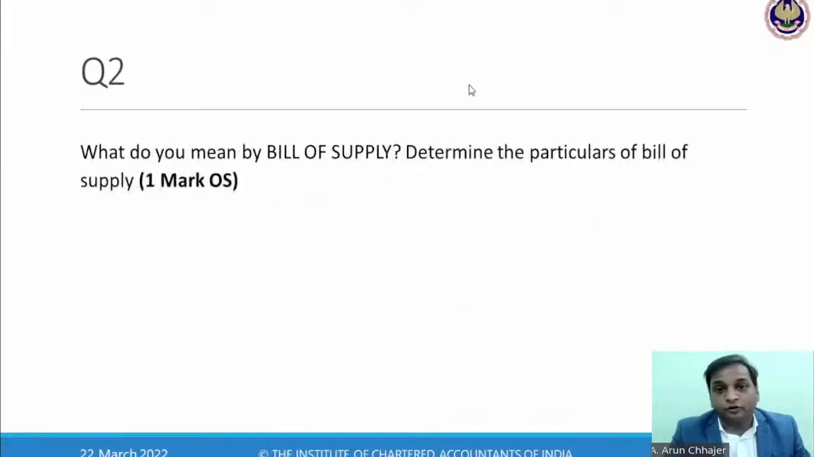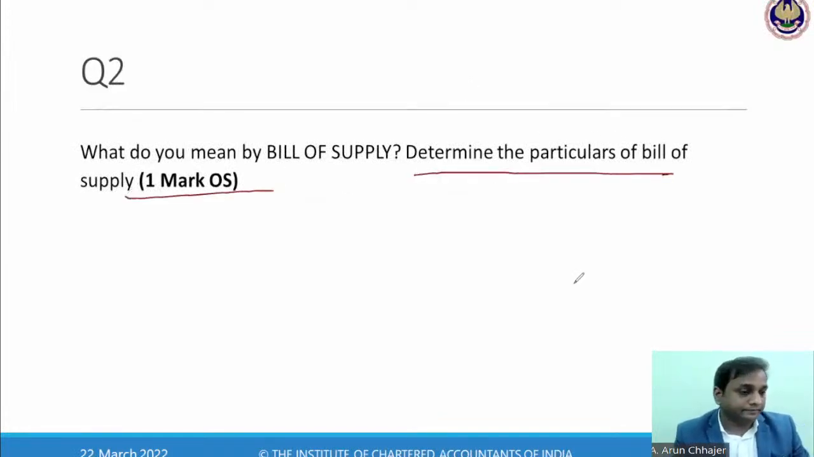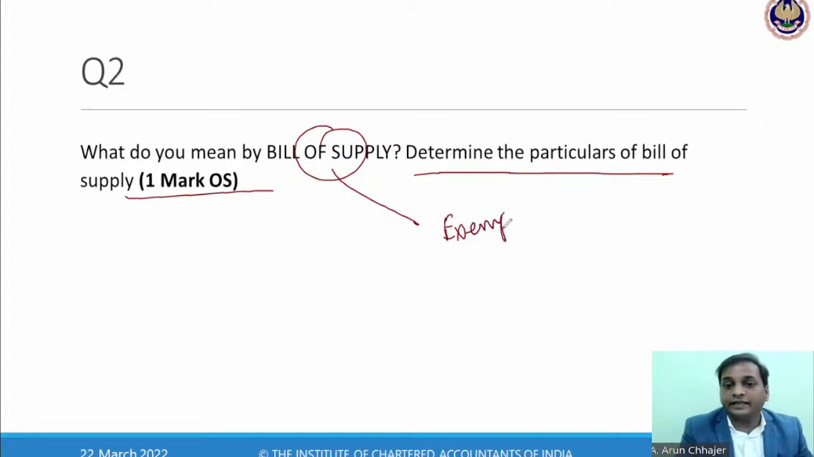Now you can see one question on bill of supply also. Question number 2. What do you mean by the bill of supply? Determine the particulars of the bill of supply. The bill of supply would be issued in 2 cases: if my supply is exempted or I am registered under composition levy.